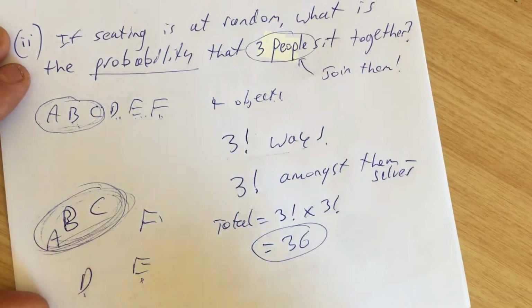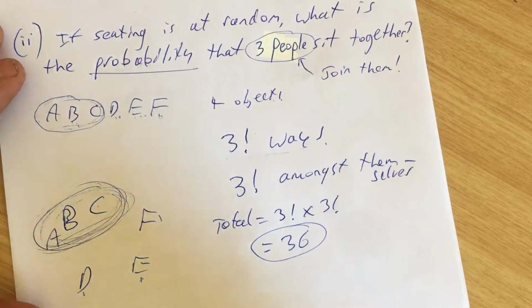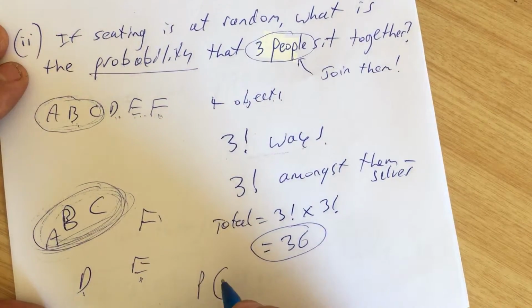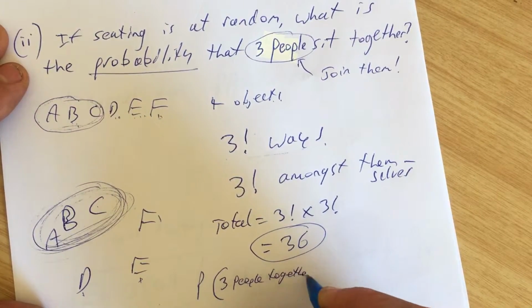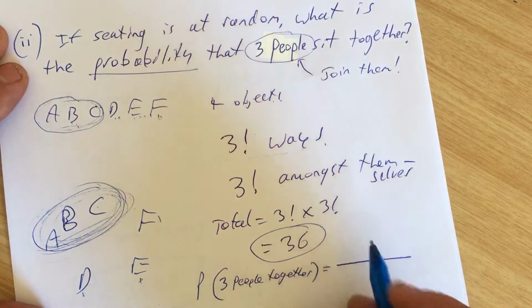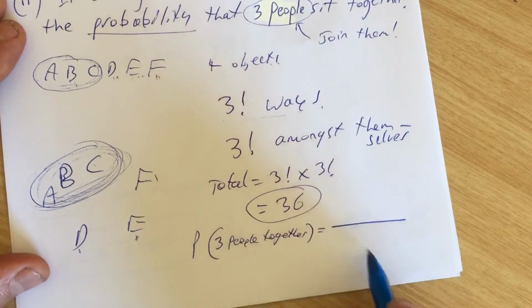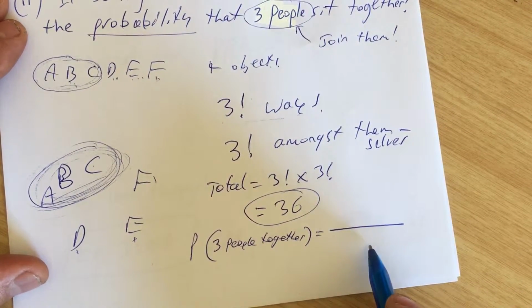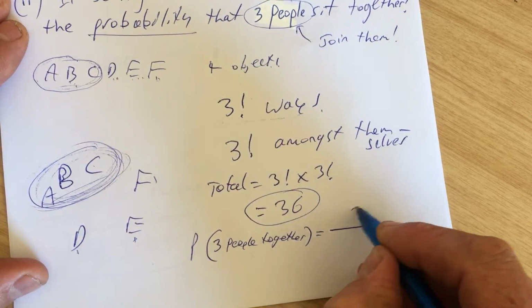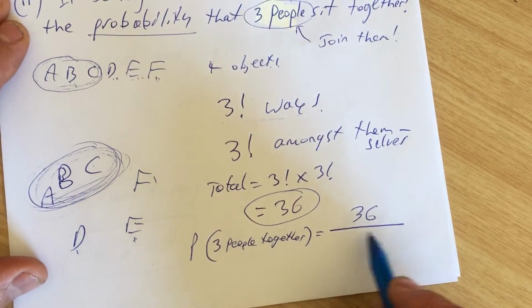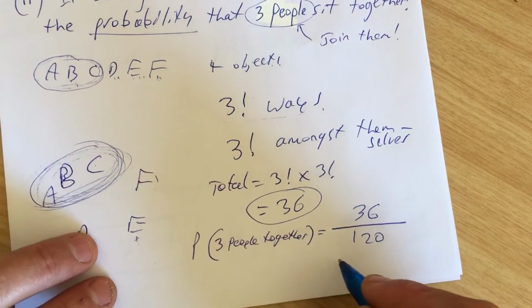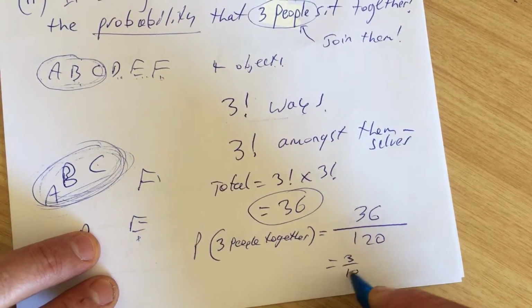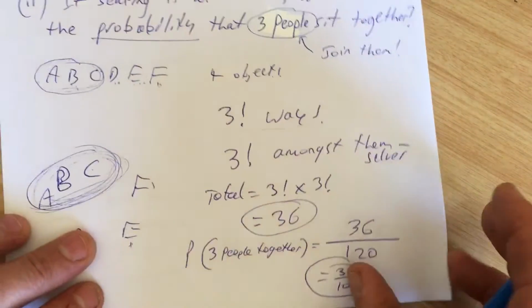Now, what do we do with that number? It's a probability question. The way the probability questions work nicely is we'll just write probability of 3 people together is the total number of ways they can sit together over the total number of ways they can sit. So the total number of ways they can sit together is 36. The total number of ways they can sit, period, is 120. So it's 36 over 120, which is 3 in 10. There's some questions like that in the textbook.